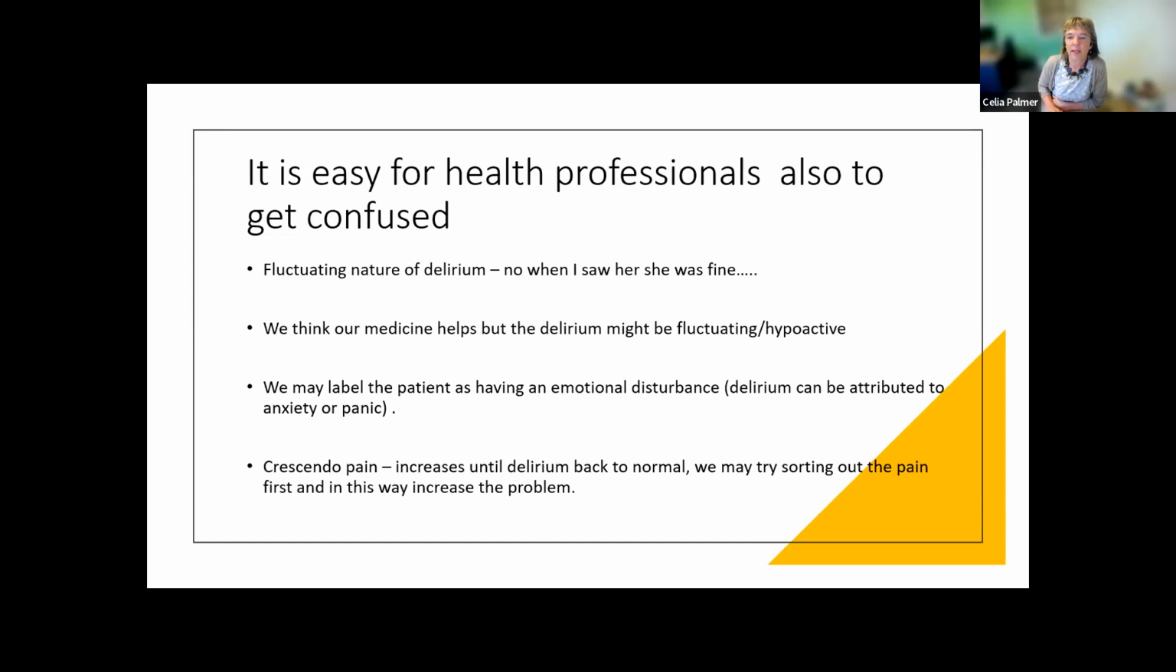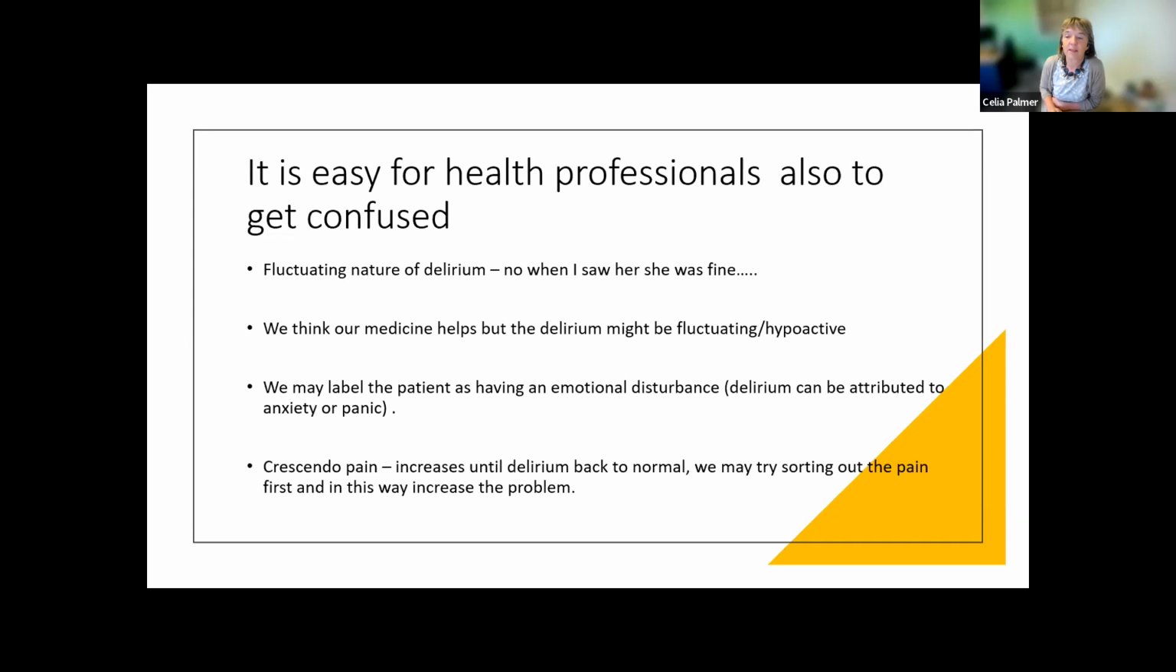We also might give medication that we think is going to help. For example, somebody has an agitated or more hyperactive delirium. There's a temptation to prescribe benzodiazepines, and that might be felt to be helping, but actually it might just be that the delirium is fluctuating or hyperactive, and that's not actually doing much at all. It's also easy to label people who've got a hypoactive delirium as something more like a depression or a mood disturbance. And we also make the error of sometimes trying to sort out the pain first, and then we haven't actually sorted out the delirium. So then we get ourselves in a difficult situation there.